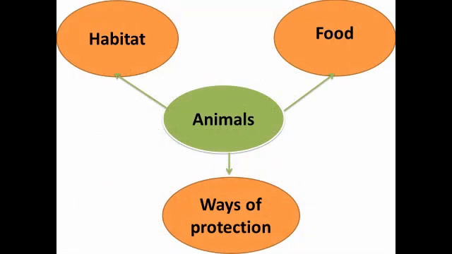Choose 3 animals to write about. Write about their habitat, write about their food, and finally, write about ways of protection. How can we protect those animals?